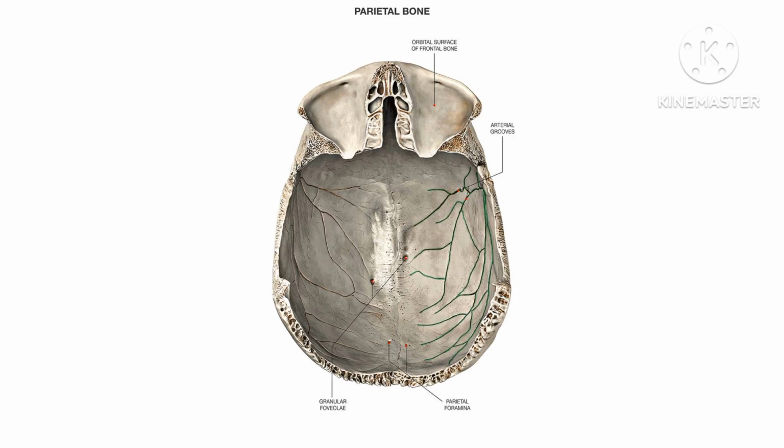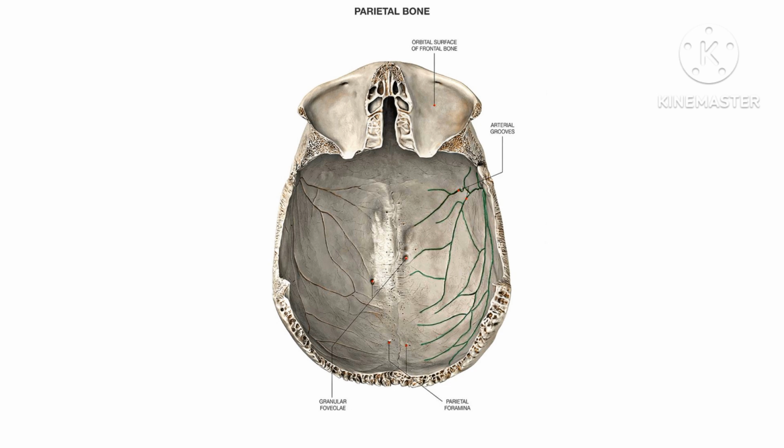Grooves for middle meningeal vessels. The internal surface is marked by distinct grooves that radiate superiorly and posteriorly. These grooves accommodate branches of the middle meningeal artery, which supplies the dura mater. The grooves start near the squamosal border and extend toward the sagittal region.